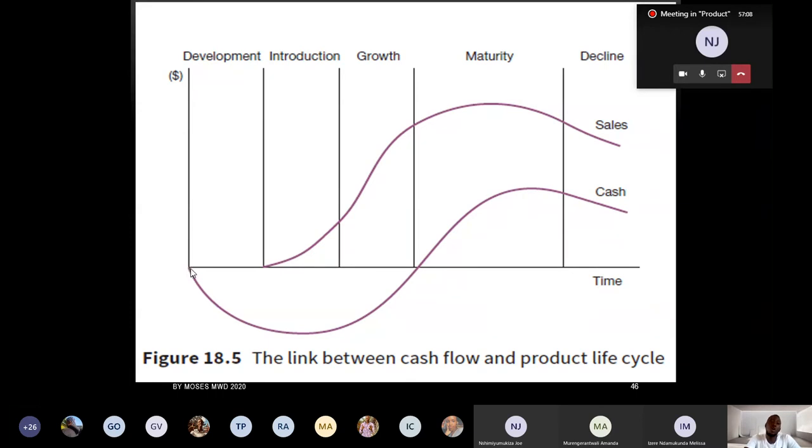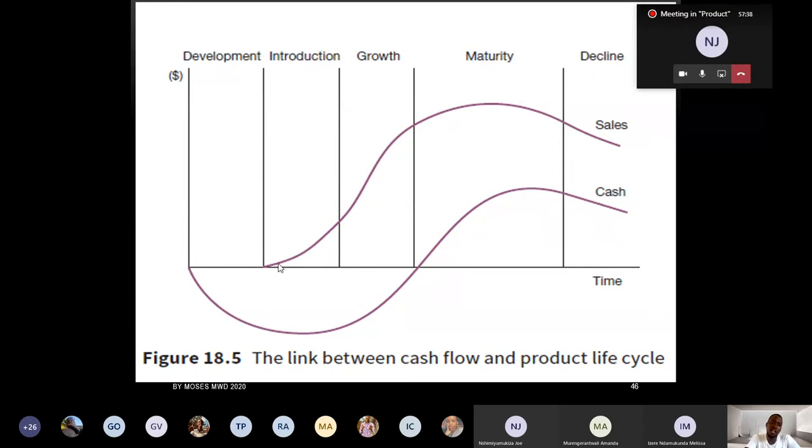Development, when you are trying to come up with a product, you have not yet even introduced the product, you are just spending. You are spending. The curve goes to the negative. Now you see here, it is somehow connected to introduction here. And the curve is still going down, it means you're spending more. You have not yet sold anything. So here, you are going to start selling something.